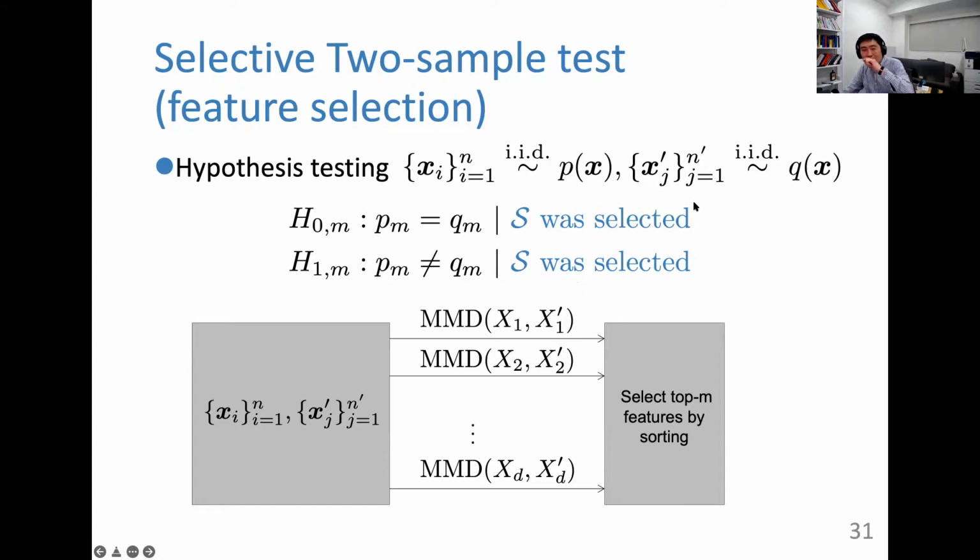But that's an interesting question, and maybe that's also possible. But here I just consider the binary classification problem, and we just test only the first features. This is common for both cases. But yeah, that's a very interesting question.